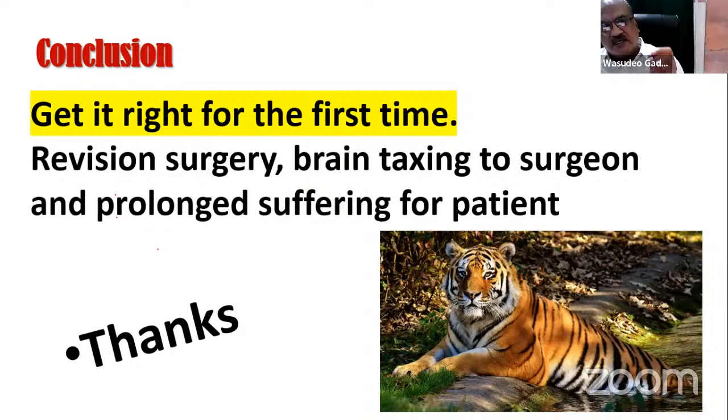IM nail is not a panacea. DHS is not a panacea. And sometimes, if you think that nothing is going to work, it is better to go ahead with a proper replacement if you are an expert, or otherwise send the patient to another senior surgeon. Intertrochanteric fracture is not to be handled by a novice junior surgeon unless he knows all the tricks and tips of doing surgery.